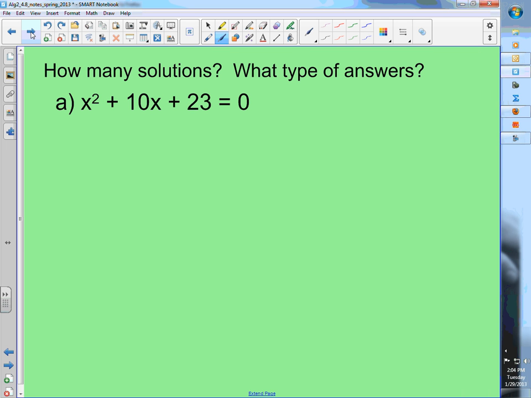Okay, like, so this question, you'll have some of these in your homework, and it's going to say how many solutions are there, and what type of answers. In other words, what kind of roots are there? So b squared minus 4ac would be 10 squared minus 4 times 1 times 23. That would be 100 minus 92, or 8. That means there's 2 real roots. The graph crosses twice. This is a horseshoe up. The graph will cross twice. That's all you know from that.